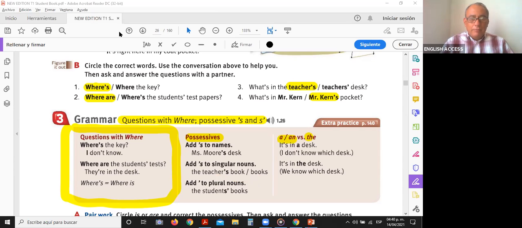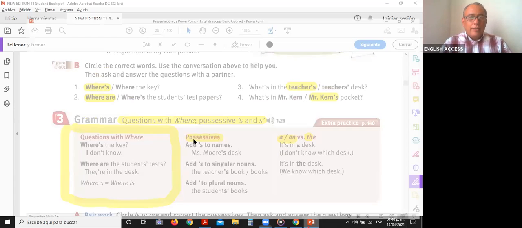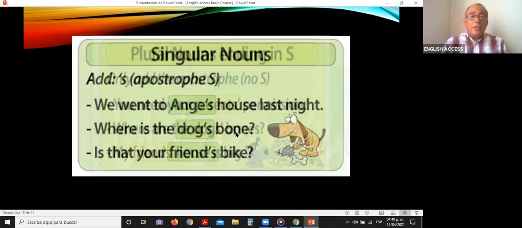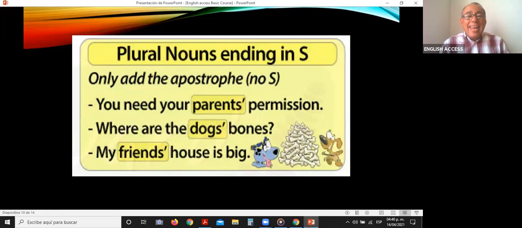Right here, exactly right here. Let's go back. Now we have singular nouns, but we also can use it with plural nouns ending in s. And in this case, the rule says that we only add the apostrophe, not the s.